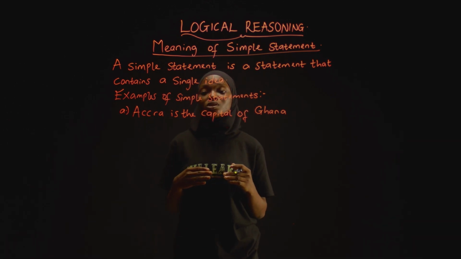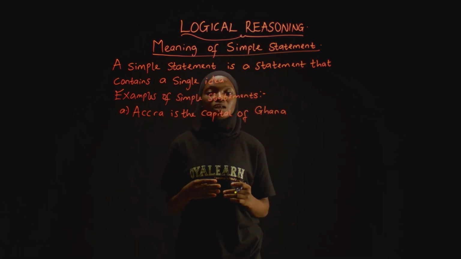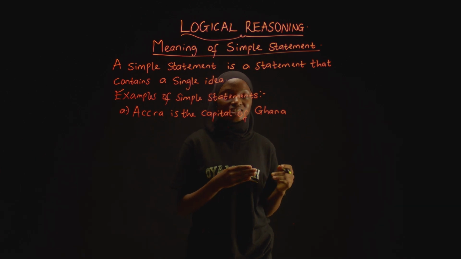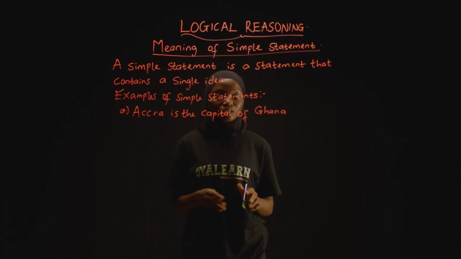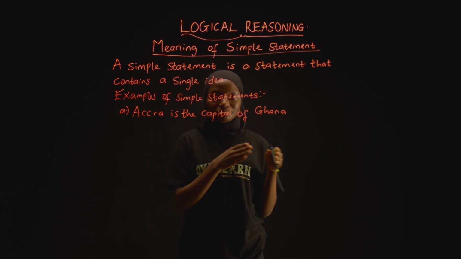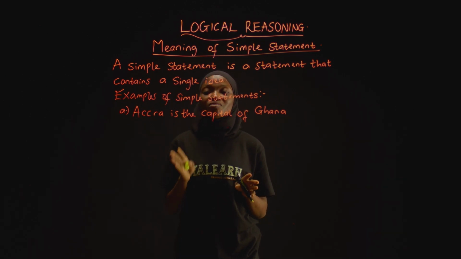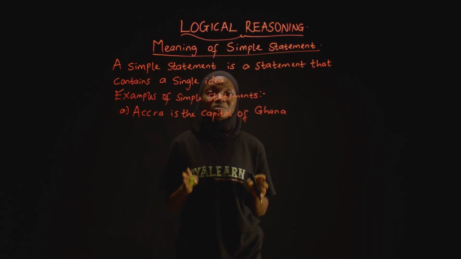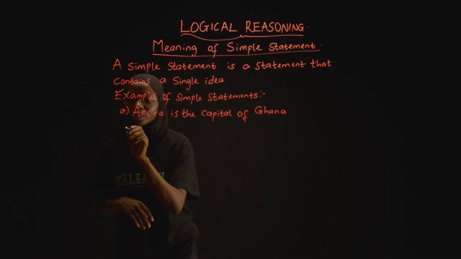But if they were to say Accra is the capital of Ghana and is in Africa, that contains two ideas. That is the capital of Ghana and being in Africa. But here we just have Accra is the capital of Ghana, which makes it a simple statement containing just one idea.